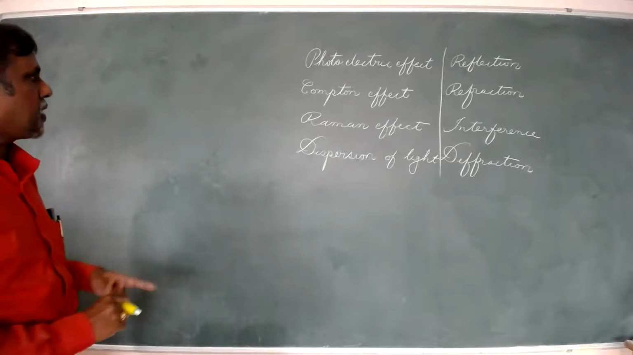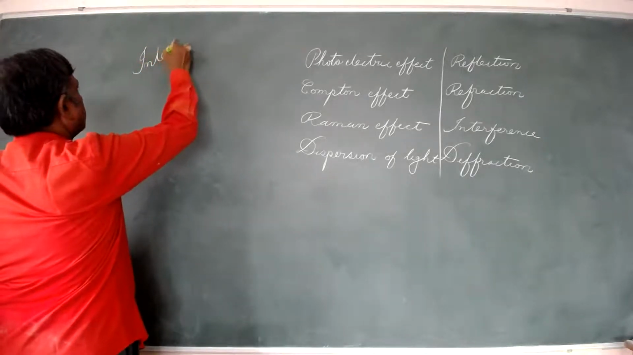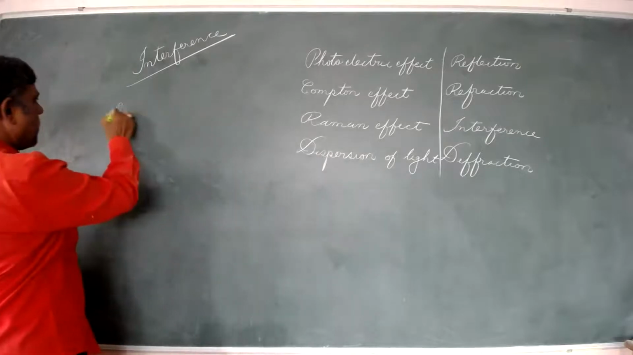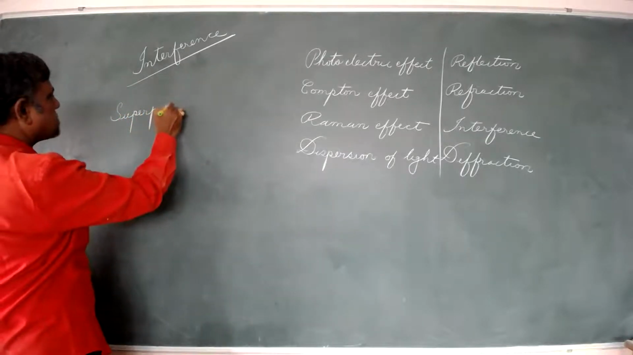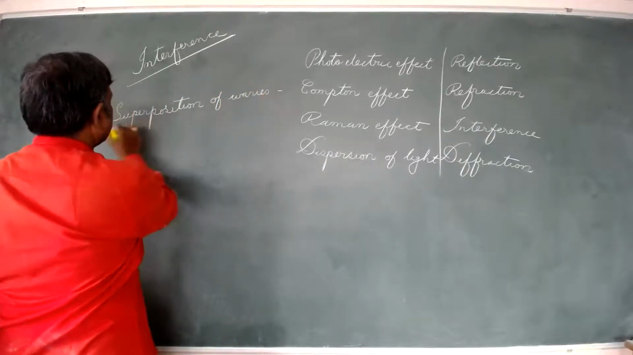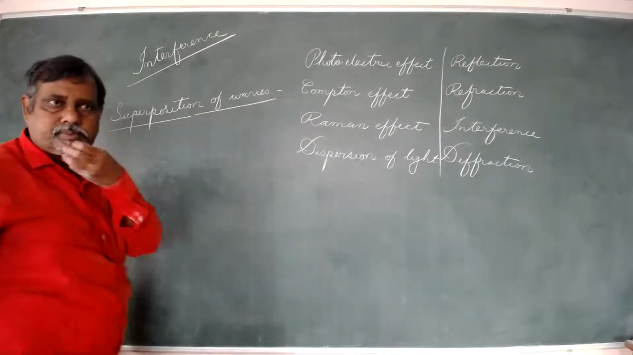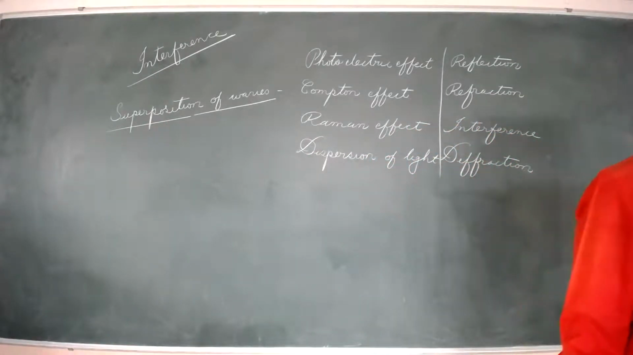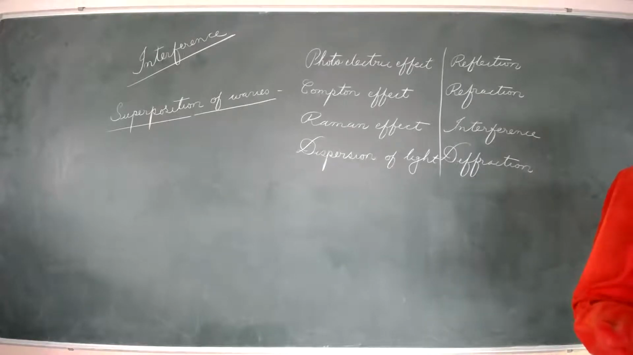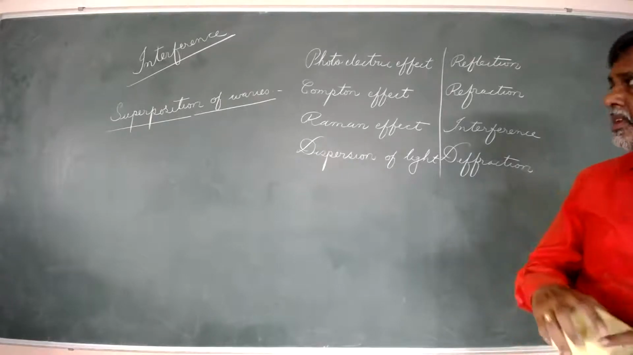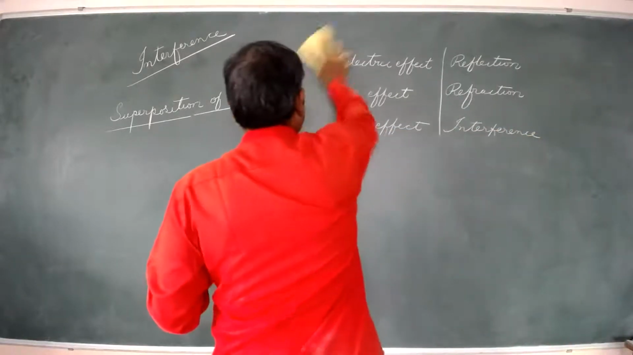Now the next discussion will be interference. To understand this interference, first of all, you need to understand something about superposition of waves. So what do you mean by superposition of waves? When waves from different sources are taken together very close to each other, the waves get mixed up. And the mixing effect of these waves can be taken as a superposition.